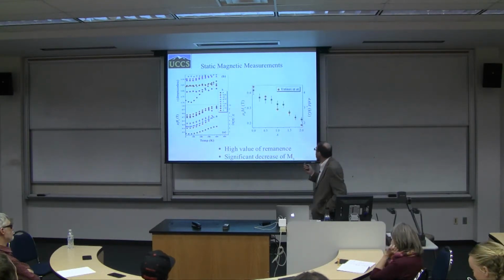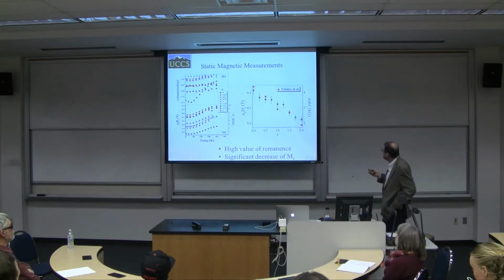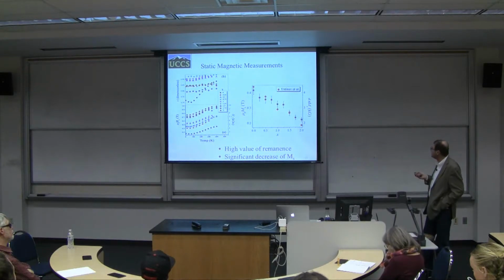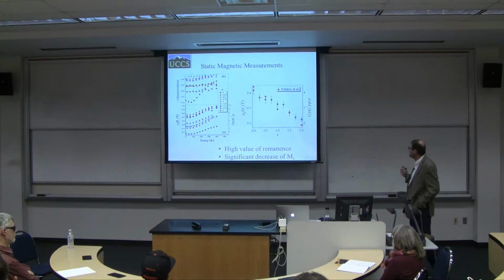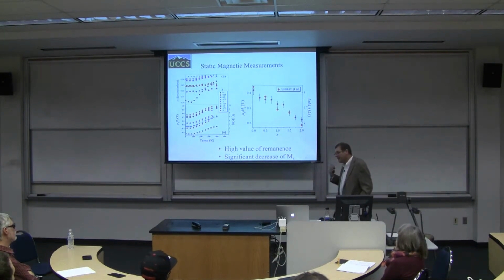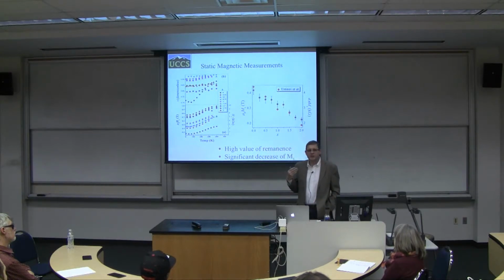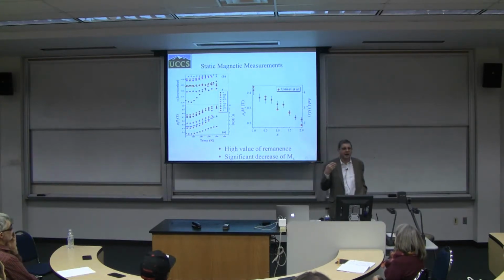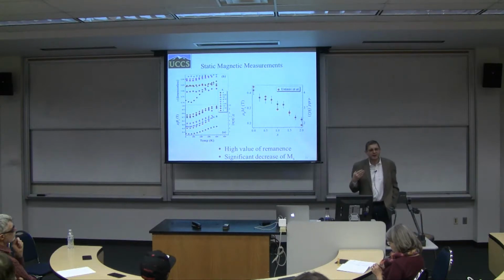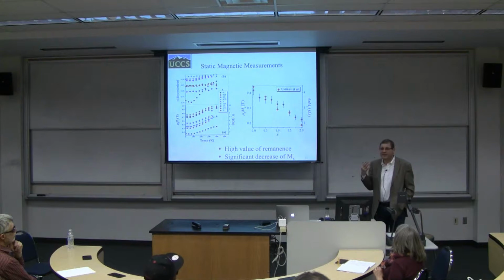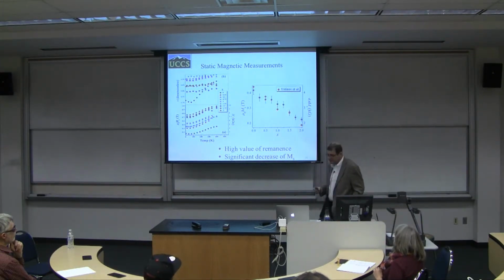Finally, there is a picture here which shows how the moment is changing as a function of composition, in this case in temperature, and you can see that it is basically going down with increasing aluminum content. In a sense it's understandable, because if you put a non-magnetic atom in the place of a magnetic atom, eventually what has to happen is the net moment has to go down. And this is exactly what we observe here.